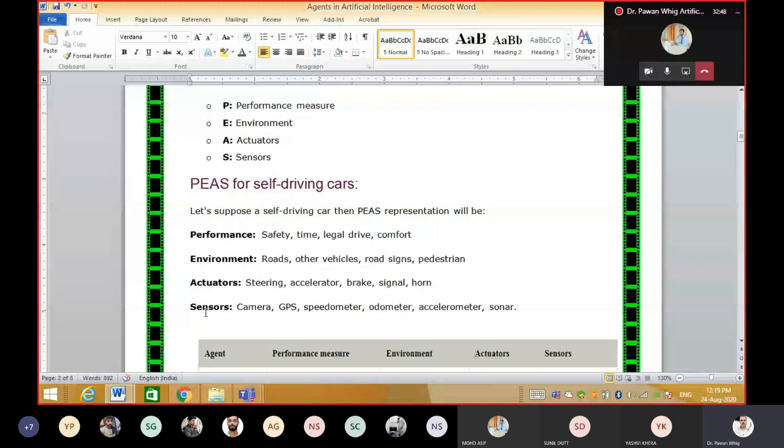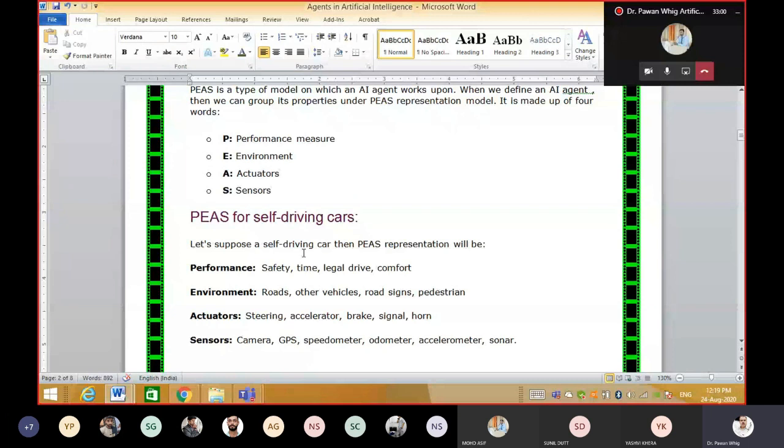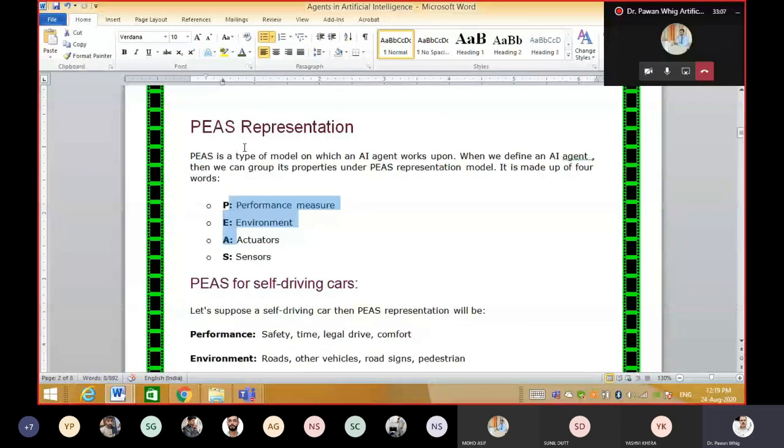And what are the sensors in the self-driving car? They are the camera, GPS, speedometer, odometer, accelerometer. I think you now understand. Every AI machine has to be categorized into these four parts. That is what we call the PEAS principle, PEAS representation. And PEAS representation is nothing but the performance measure, its environment, its actuators, and its sensors. I'll give you one more example.